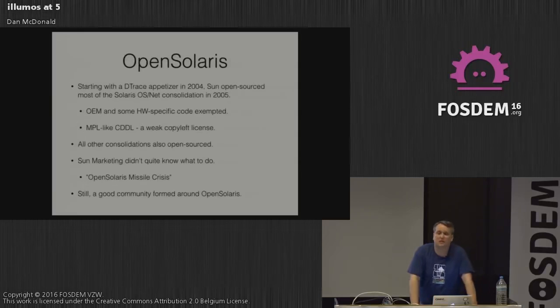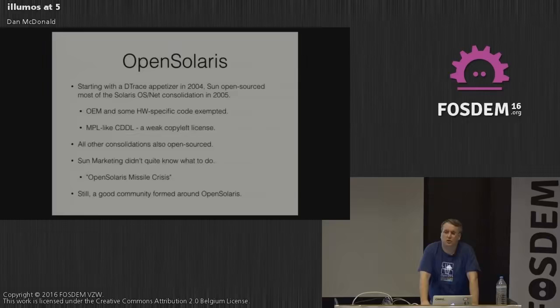After Solaris 10 released, this had been brewing inside Sun for some time: let's open source Solaris. So starting with a DTrace appetizer that came out in 2004, we open sourced most of the Solaris OSNet consolidation, and I'll show you that picture again with the different consolidations. In 2005, there was some code in the OSNet consolidation that was brought in from other equipment, OEM code, so they wouldn't let us publish it, and that's okay.